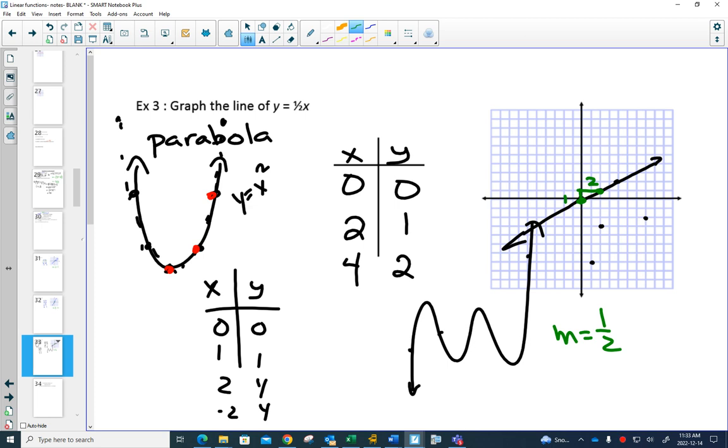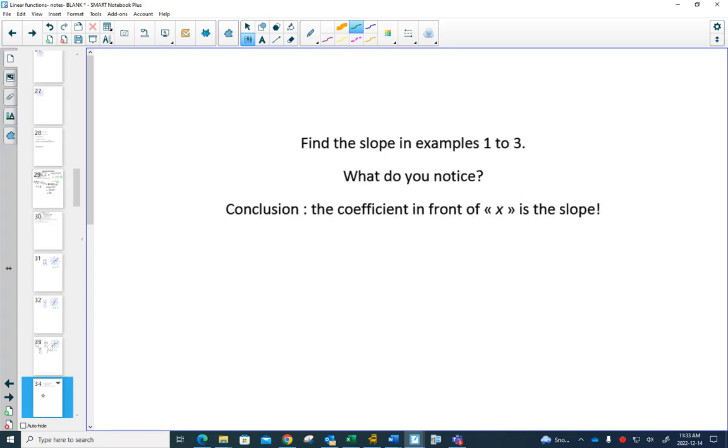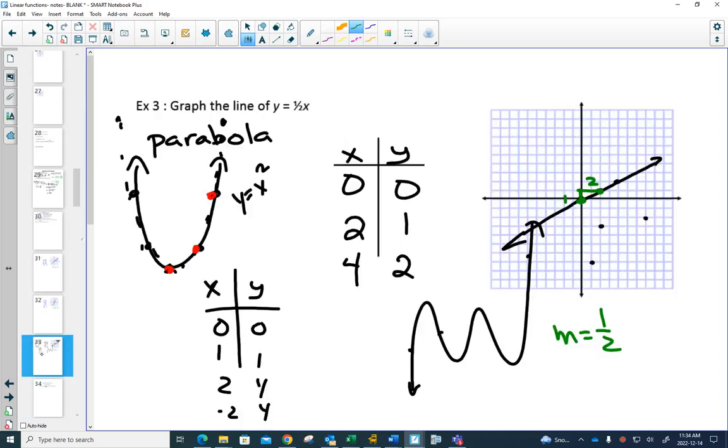And we get 1/2. Question says, if we did all of those slopes, what do we notice? The coefficient, which is the number in front of x, is the slope. Right? In this equation, 1/2x, slope is 1/2. And we kind of know this already because I've already showed you this in the last unit. Y equals mx plus b. The m is the slope.